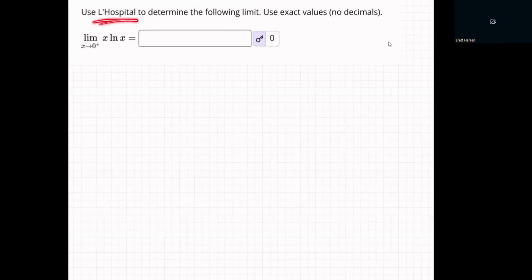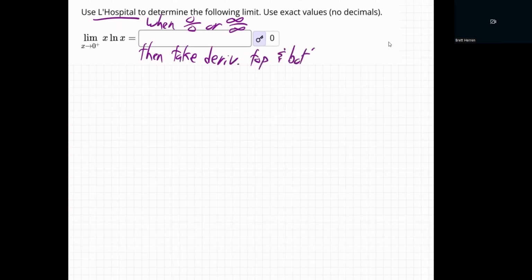This question says to use L'Hopital's rule to determine the following limit. Okay, we got to be clear. What is L'Hopital's rule? It says when you have 0 over 0 or infinity over infinity, then at that time, take the derivative of the top and the bottom separately. And the separately is kind of the key word.